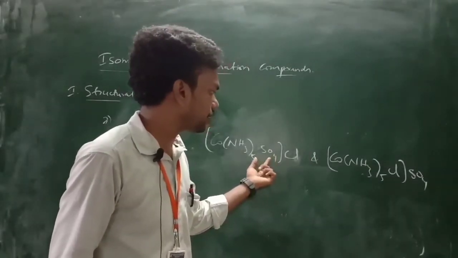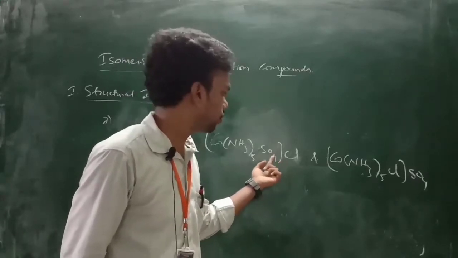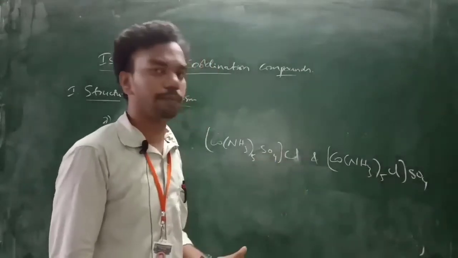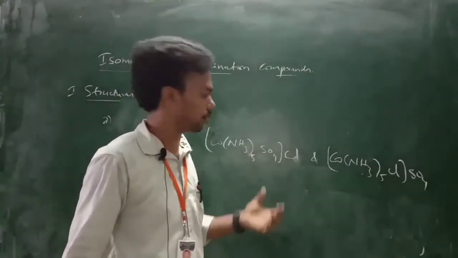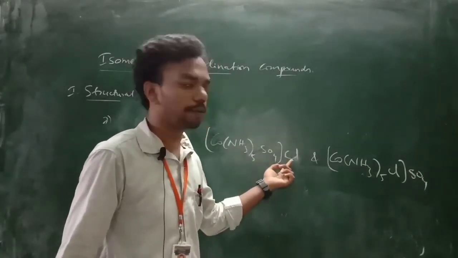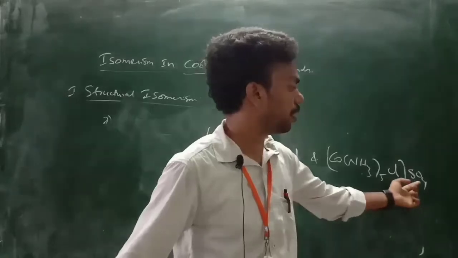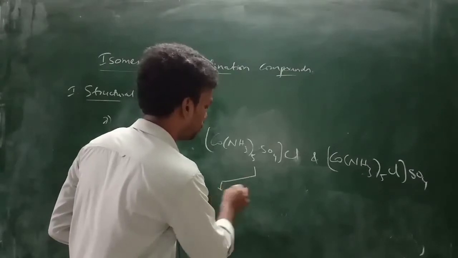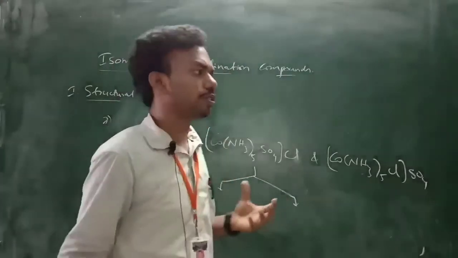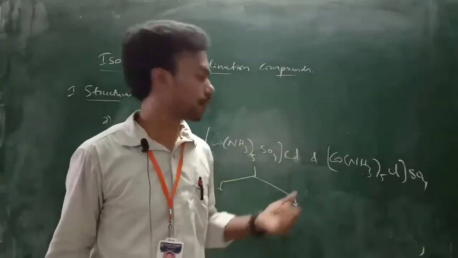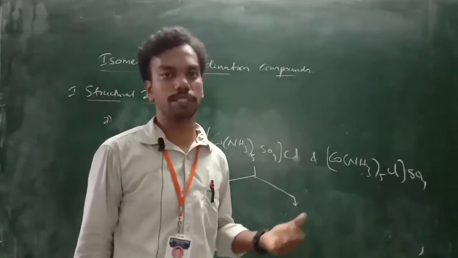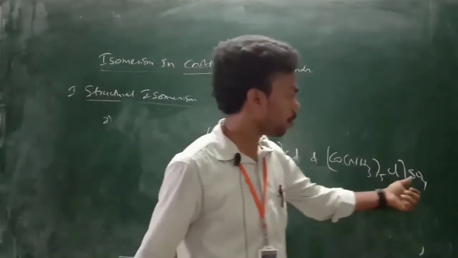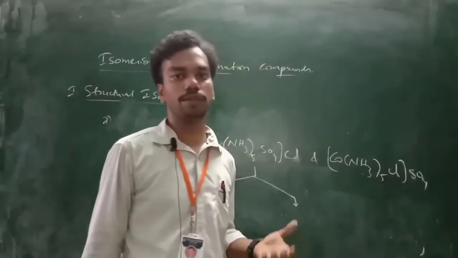Here in ionization isomerism, the negative ions SO4 and Cl ligands are exchanged between the ionization sphere and the coordination sphere. They show different behaviors in solution and form different ions. For example, one complex in solution gives Cl minus and the other gives SO4 2 minus. How can you identify this? For chlorine, the confirmation test is treating with AgNO3, forming AgCl white precipitate. For sulfate, we add barium chloride, forming barium sulfate precipitate.